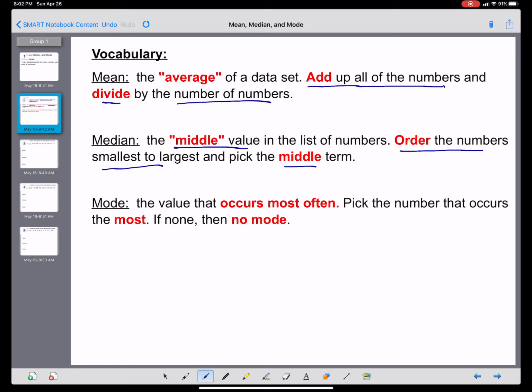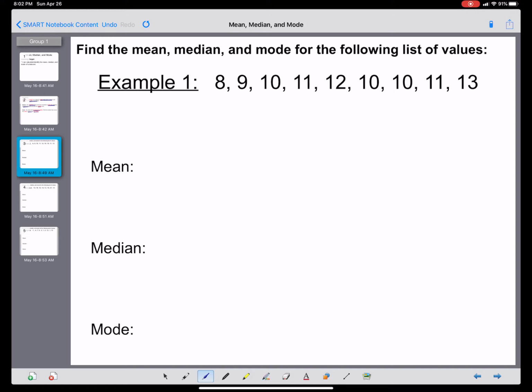The mode is the value that occurs the most often. When you pick the mode, again, you're looking for the one that occurs the most, but if there is none, there is no mode. So we're going to go through 3 examples and let's start.